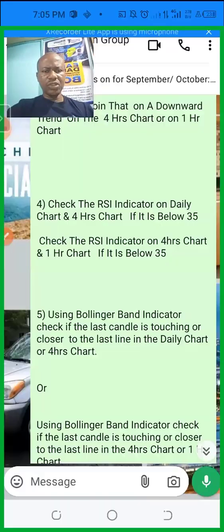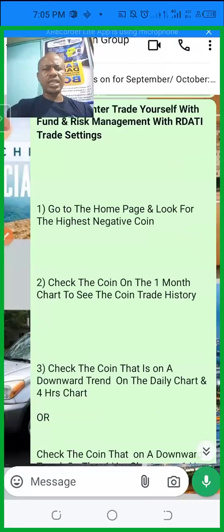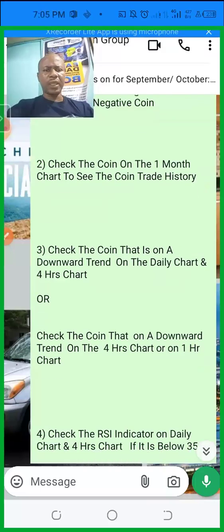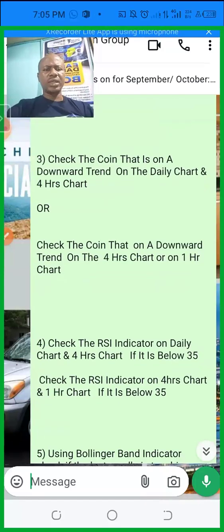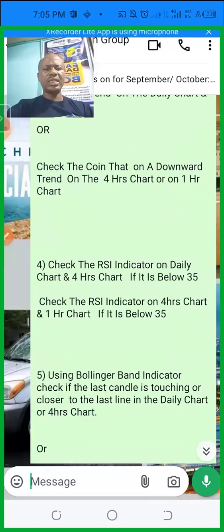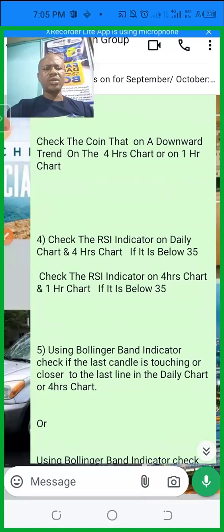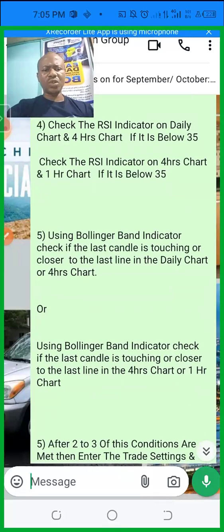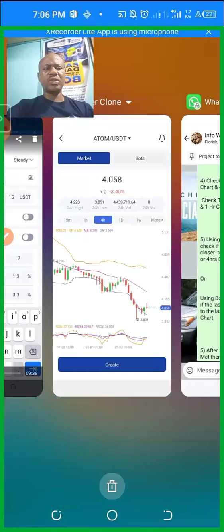The first rule is look for the highest negative coin. Check if the coin is an old coin. Then check the coin is on a downward trend on the 4 hour and on daily charts. Check the RSI indicator: lesser than 35, the lower the RSI on the daily chart and 1 hour chart, you are good to go. Then using the Bollinger Band, let the candles touch the last line. Then you can take 2.5 to 3.5 or more.